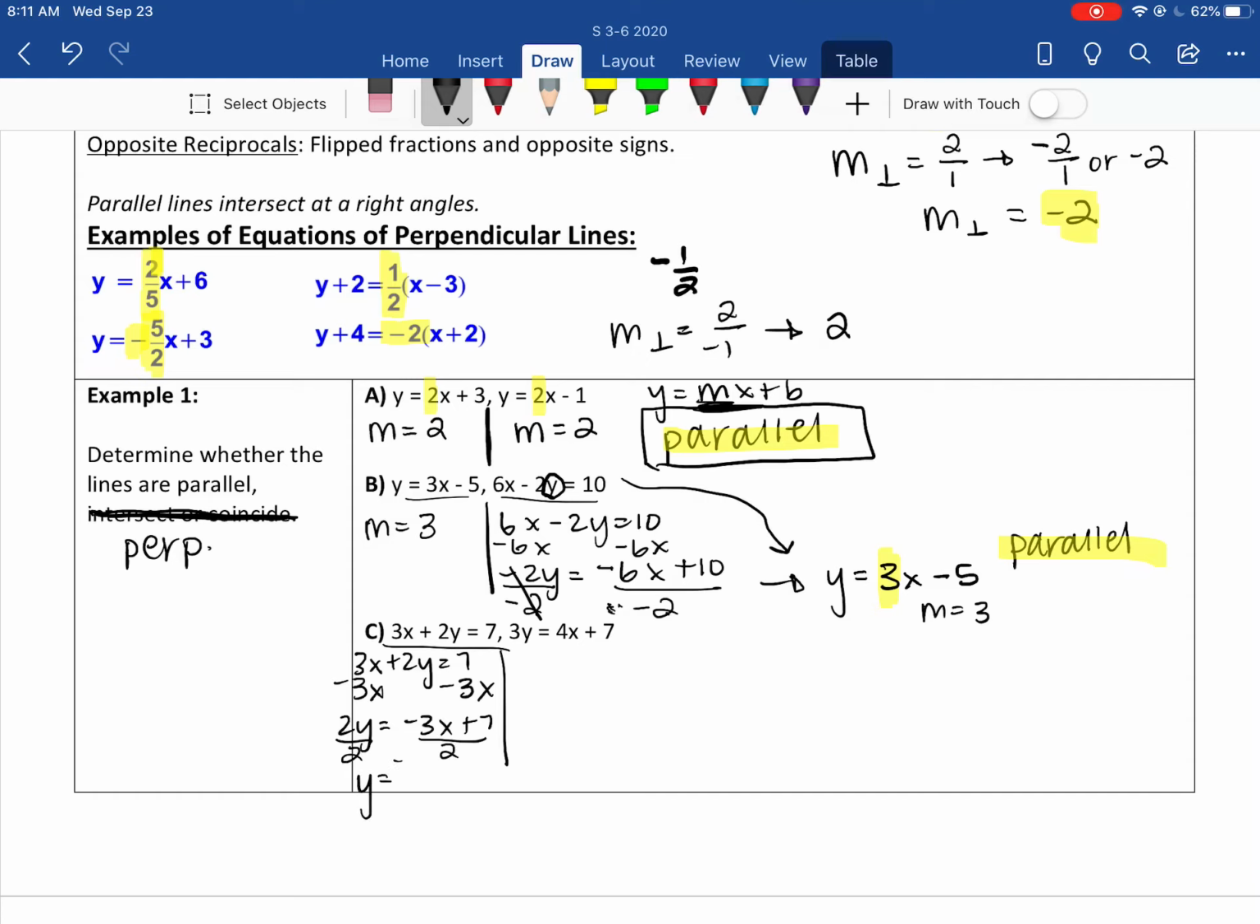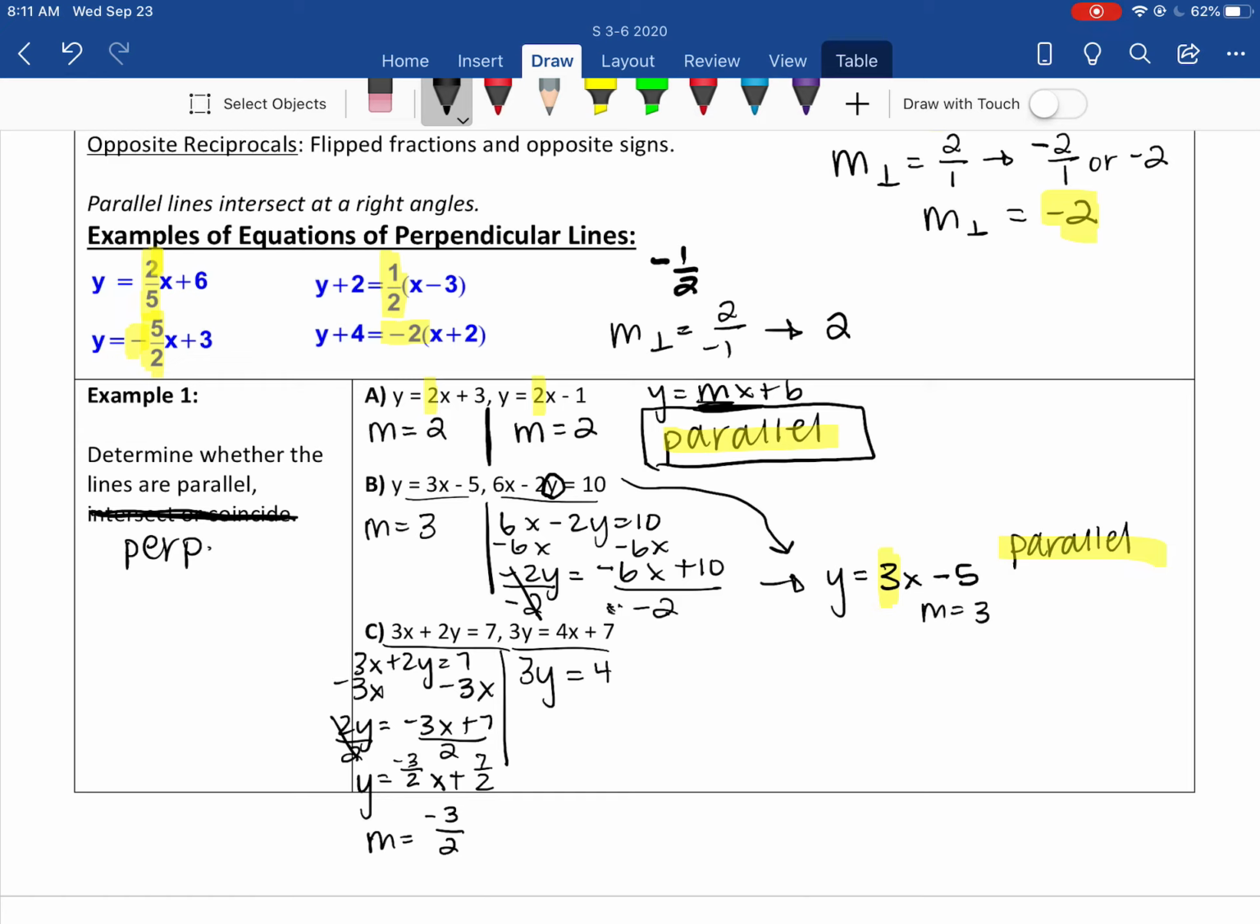Divide both sides by 2. The entire thing is divided by 2. So you get y equals negative 3 over 2 x plus 7 over 2. All right, so this slope is negative 3 over 2.